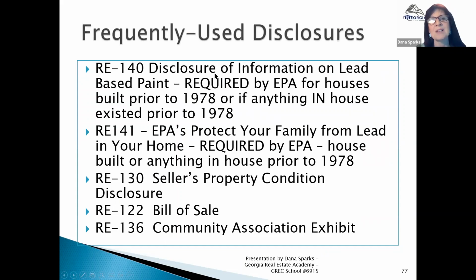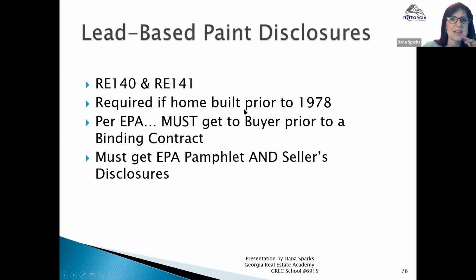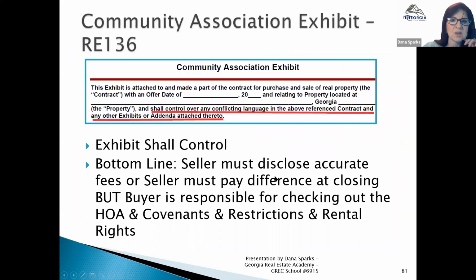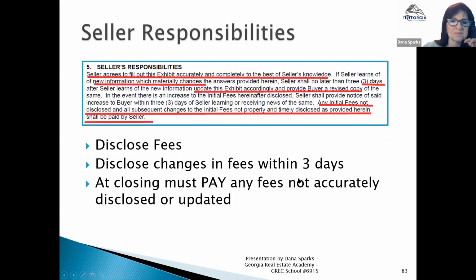We've already actually talked about some of these disclosures. The RE forms do have a community association exhibit that you will want to use because the seller is obligated to disclose any and all fees associated with the HOA. Any fees the seller does not disclose on the community association disclosure exhibit, the seller will have to pay at closing. Lead-based paint disclosures, seller's disclosures. That's the community association disclosure.